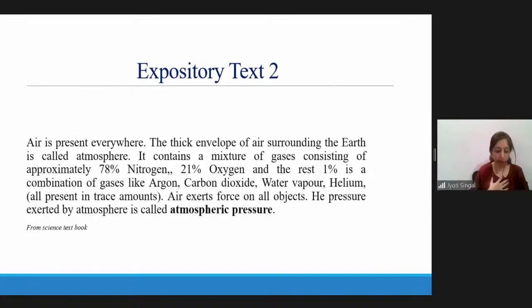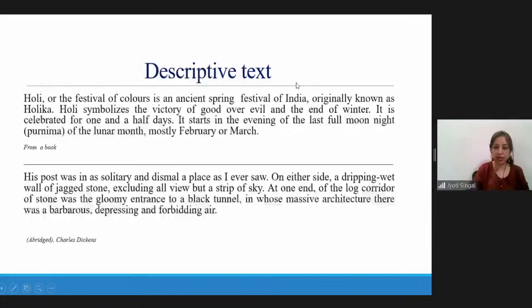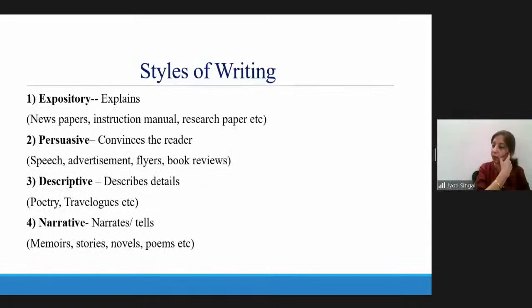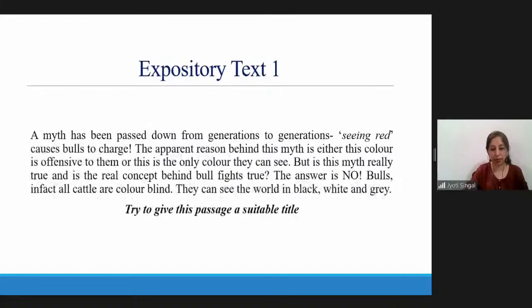I assume everybody is on the same page, and you are understanding the difference between descriptive and expository. So if you want me, I can take you to the first slide where we discussed expository, something which is giving you a certain sense of instruction, something which is informing, something which is helping you in knowing something much better, using something much better, is an expository text. So science texts always come under the expository aspect. Okay? Fine. So this is expository text one.